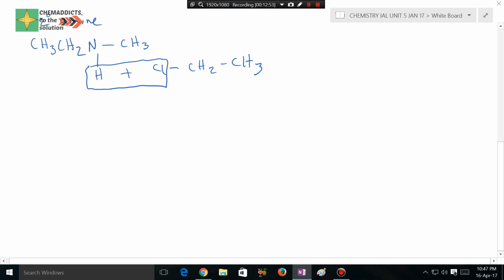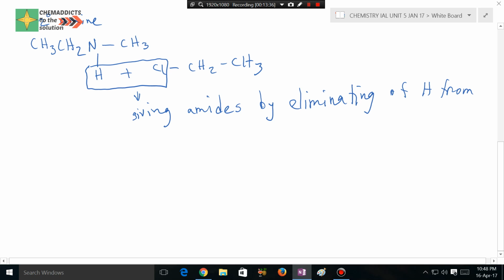So since this is a 2-degree amine, this particular nitrogen has 1 hydrogen left to react with ethanol chloride, so it is going to react with this ethanol chloride because it has 1 hydrogen left. That is why it reacts with ethanol chloride to give amides, just like before, by elimination of hydrogen from the 2-degree amine.